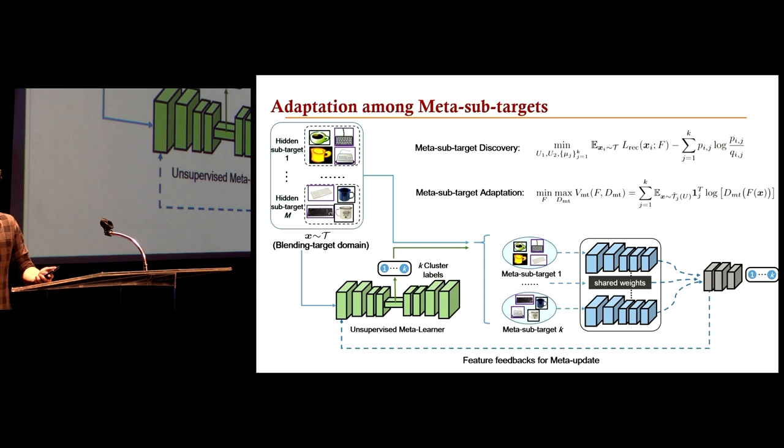It is inspired by AutoML strategies. Since the meta sub-target domain adaptation loss is computed according to the ongoing feature feedback, the two adaptation processes are executed in parallel and collaborate with each other, and the meta sub-target discovery will repeat until the model converges. This framework is called adversarial meta adaptation networks, or AMEAN.